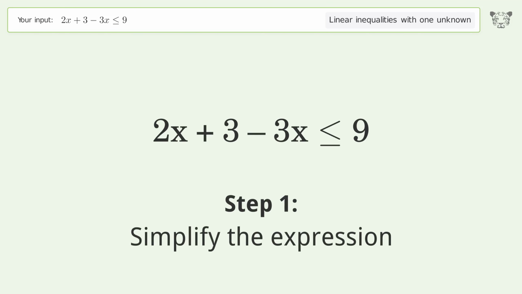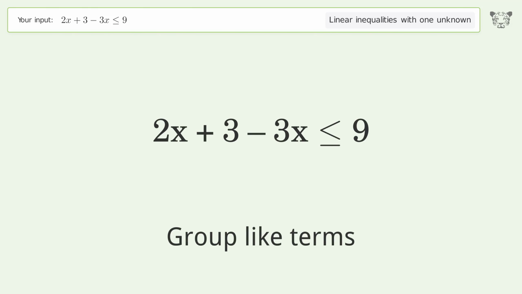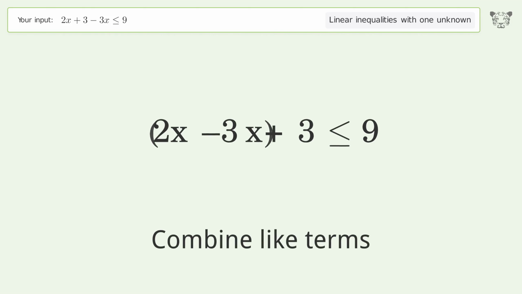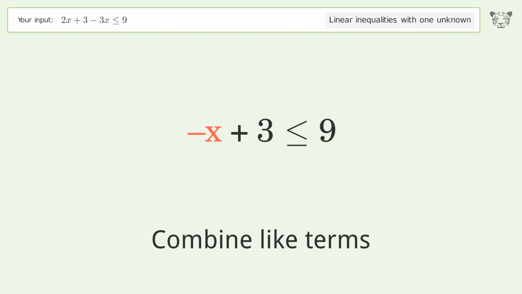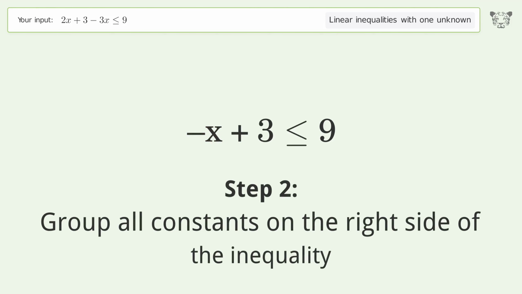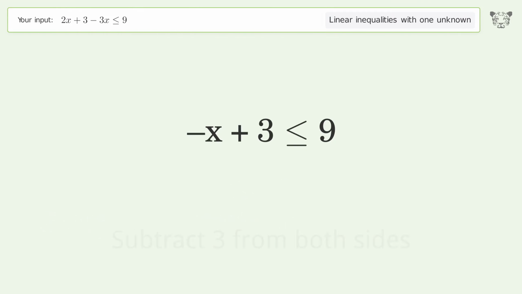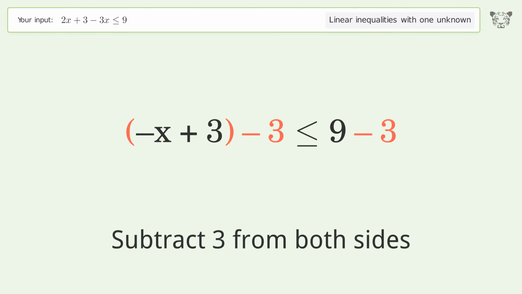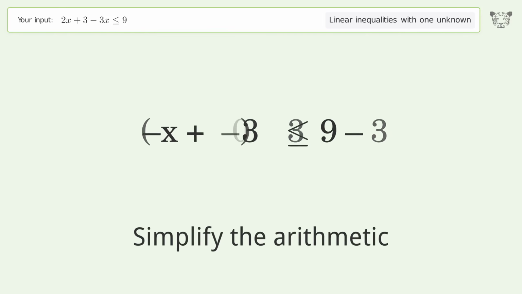Simplify the expression. Group like terms. Combine like terms. Group all constants on the right side of the inequality. Subtract 3 from both sides. Simplify the arithmetic.